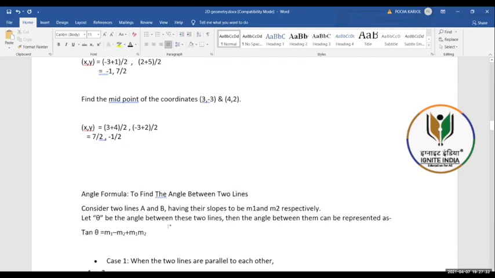So, this one is the angle formula. You have to find the angle between two lines. There are two lines whose slopes are given, m1 and m2 respectively. Okay, if the slopes are not given, find them from the equation, which we did before.